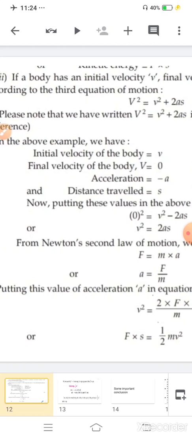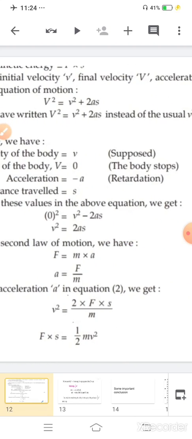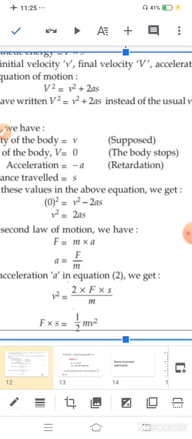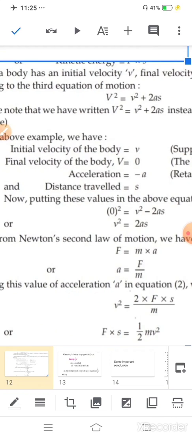Why? Because here retardation is taking place. The force which is acting is in the opposite direction, so in this case acceleration is not taking place, retardation is taking place. So in the case of retardation, we always take acceleration as negative. Now putting this value in the above equation, what will we get? We will get v square is equal to 2as.